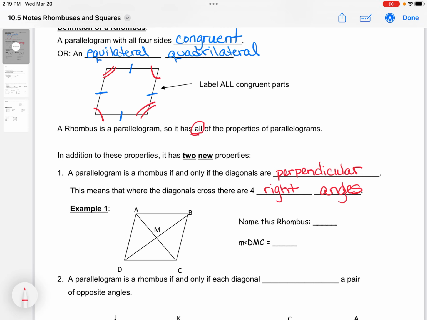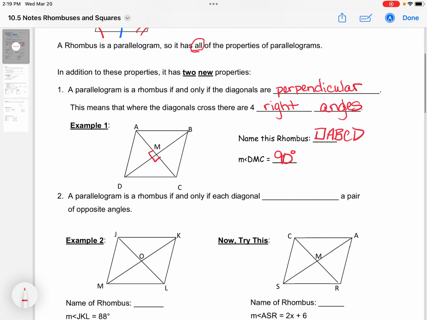Okay, so opposite sides are parallel, opposite sides are congruent, opposite angles are congruent, consecutive angles are supplementary. So those are all the things about a parallelogram. So let's call this rhombus ABCD, and the measure of DMC is a right angle, because all these angles in the middle, if one's a 90, they're all 90, right?